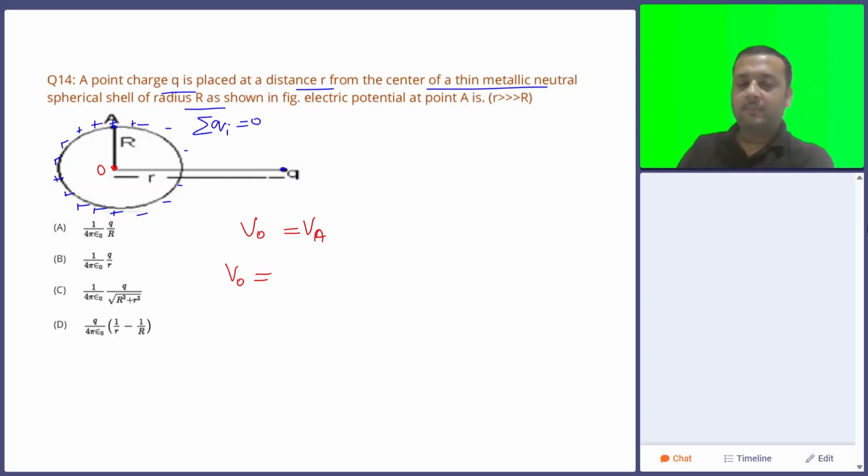So if you write the potential due to each dq charge, k dq by r, and if you integrate it over the whole shell, then since the total induced charge is zero, we can say that the potential due to induced charges will become zero. Hence, at point O, there will be the total potential due to this q only, which will become kq by r, which will also be the potential at point A. So the answer will be kq by small r, which is option B.